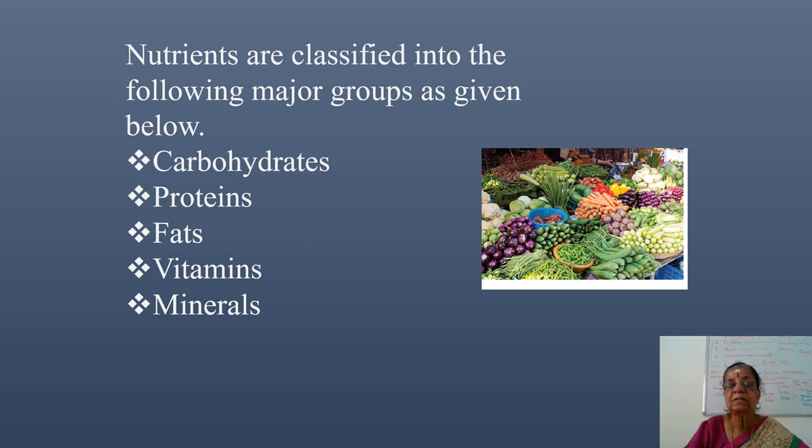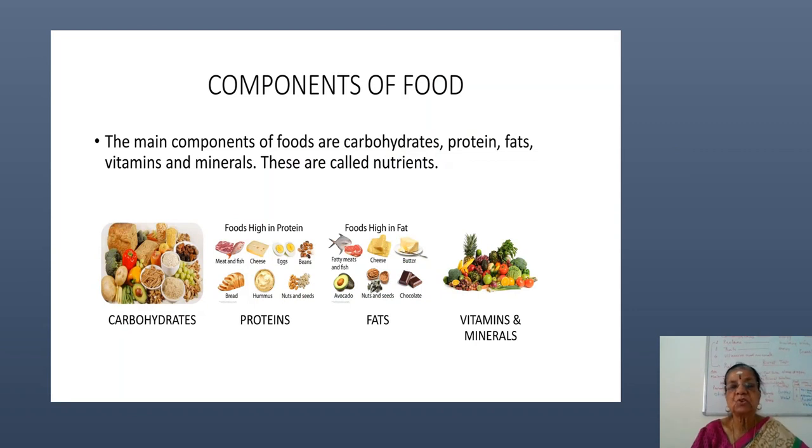I hope you understand. And these nutrients, in the picture only vegetables, and these vegetables, they are rich in proteins, vitamins and minerals. I repeat, this picture contains all vegetables, and these vegetables are mainly with protein and minerals, and some of them have other food content. That is, carbohydrate, protein, fat, vitamins and minerals.